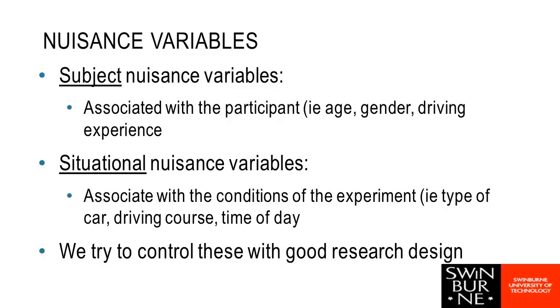The situational nuisance variables are the ones that are related to the conditions of the experiment. So these could be things like the type of car, the time of the day, the driving course, the weather. And so what we want to do is look at how we can overcome this problem of having these other things impacting on our measurement of driving ability and the relationship it has with blood alcohol level.